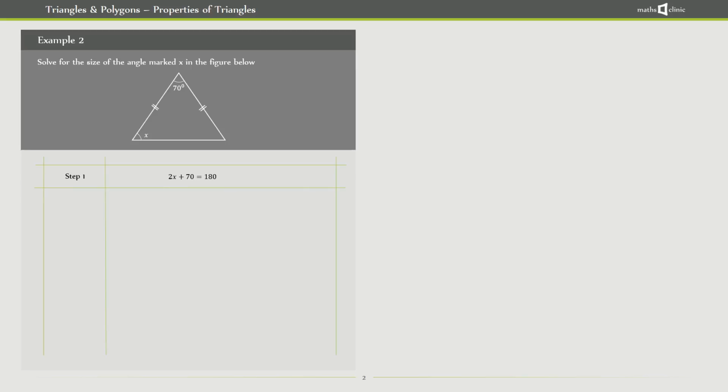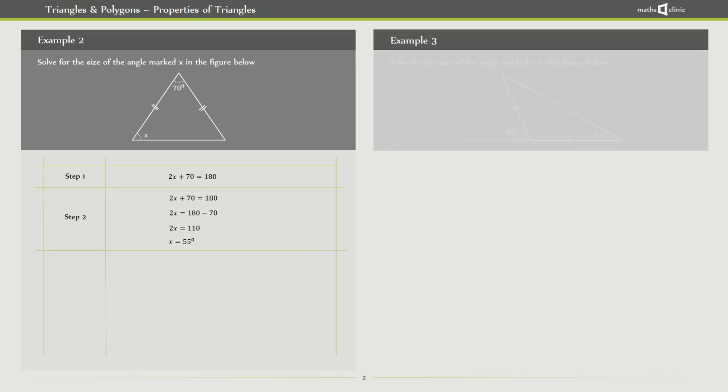Once you've established that relationship, you can go ahead and solve for x. You have that 2x plus 70 equals 180. 2x equals 180 minus 70. 2x equals 110, and then we have that x equals 55 degrees. So very simple. Let's do another one.